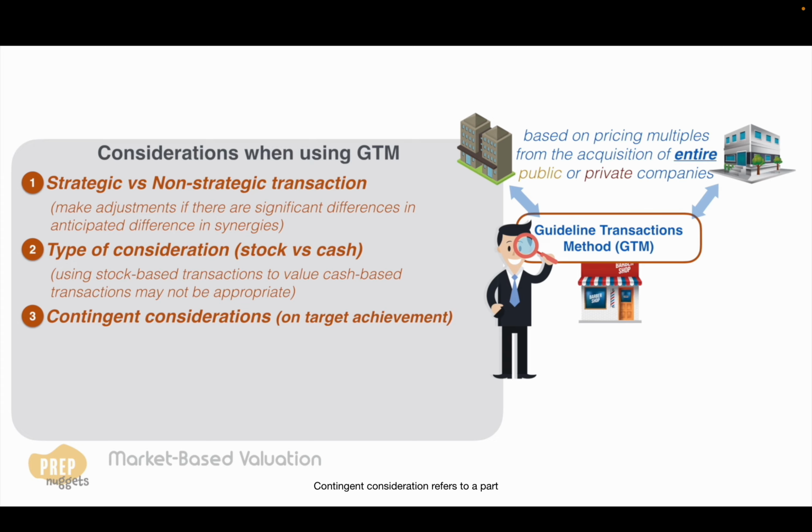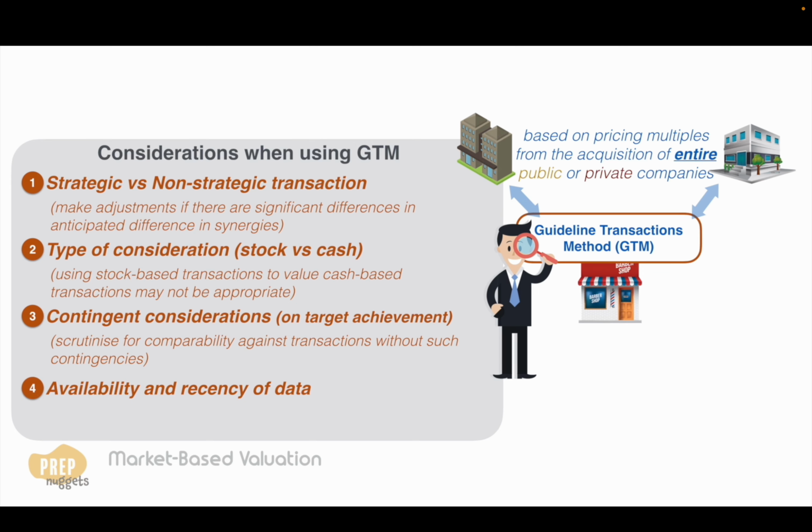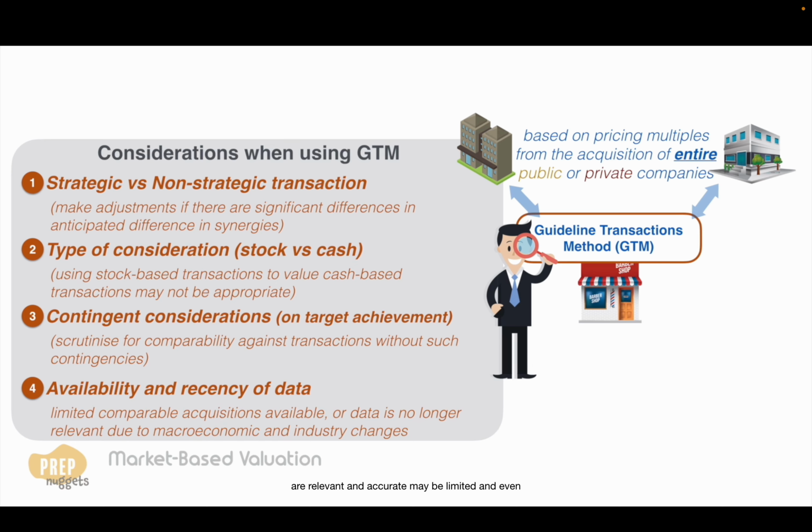Contingent consideration refers to a part of the acquisition price that is contingent on the achievement of specific company performance targets, such as receiving FDA approval for a drug. Such transactions should be scrutinized for their comparability against transactions without such contingencies. The availability and recency of data. The historical data for comparable acquisitions that are relevant and accurate may be limited, and even if available, they may be outdated data which are no longer relevant due to macroeconomic and industry changes.